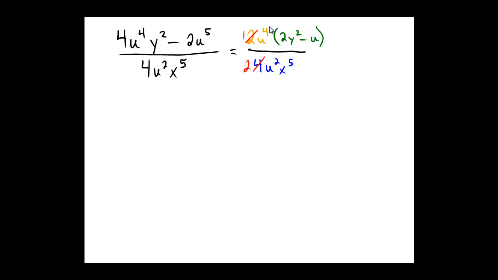U to the fourth and u squared are going to reduce, leaving u squared in the numerator, because of the 4 copies on top and the 2 copies on the bottom. And so hopefully when you worked this on your own, the final answer you got was something like u squared multiplied by 2y squared minus u, all over 2x to the fifth.